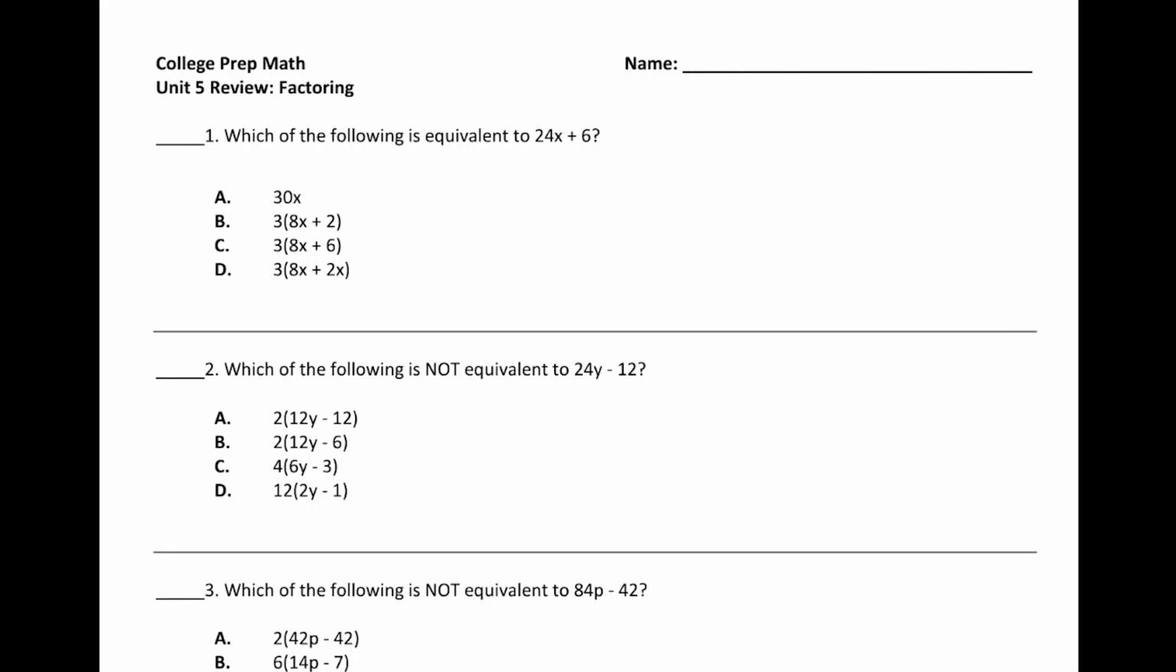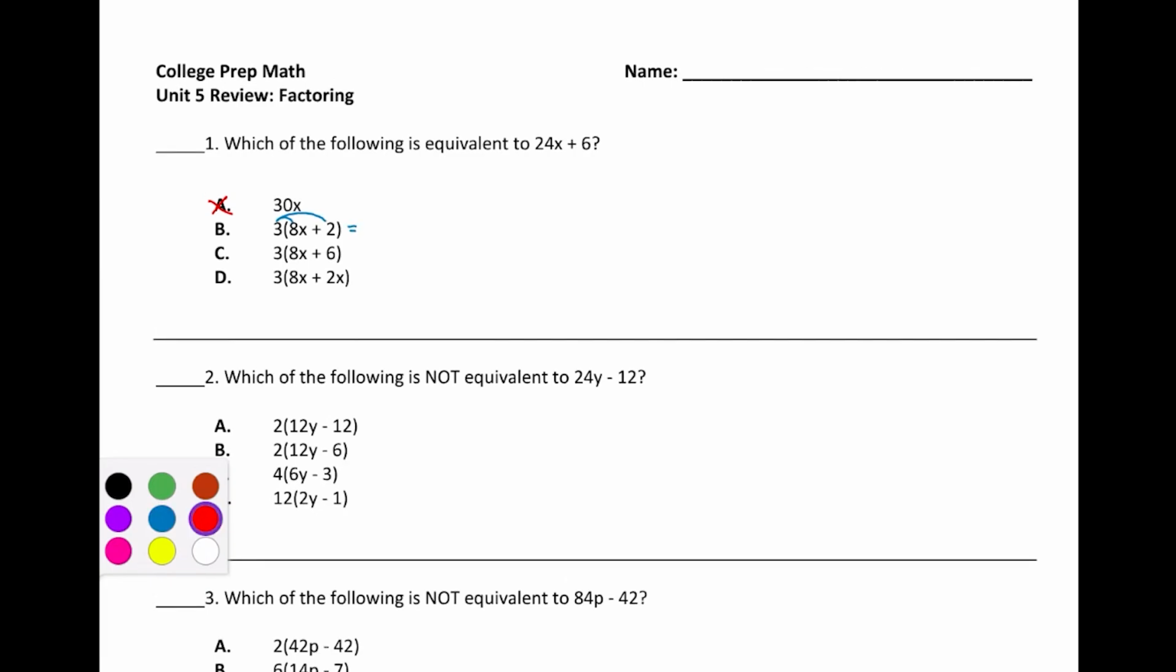So let's start. Choice A, obviously that is not the same thing. 30x is not the same as 24x plus 6. The 6 does not have an x on it. If it did, we could combine like terms, but since it doesn't, we can't. And so let's move on. Choice B, if we use the distributive property and multiply this 3 to both terms inside the set of parentheses, we would get 24x plus 6, which is the same. So that's probably going to be our answer.